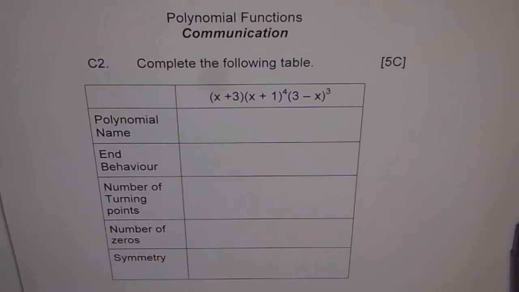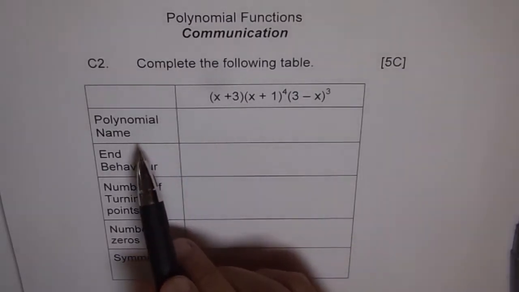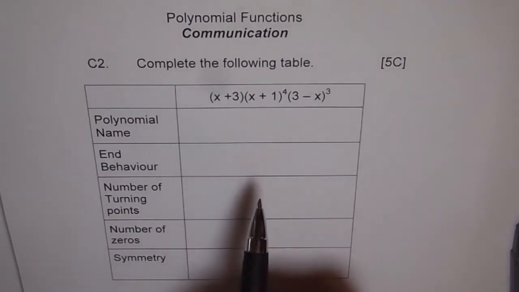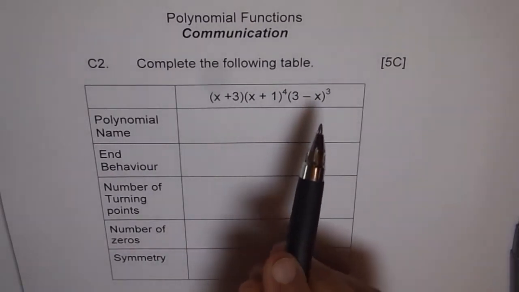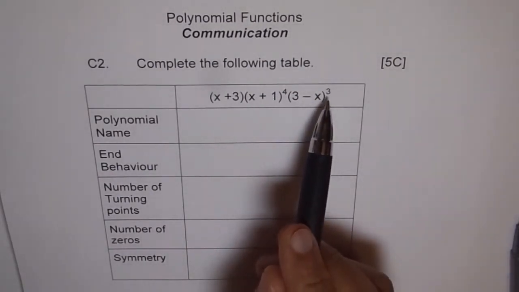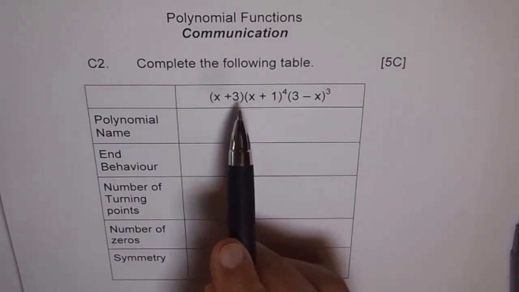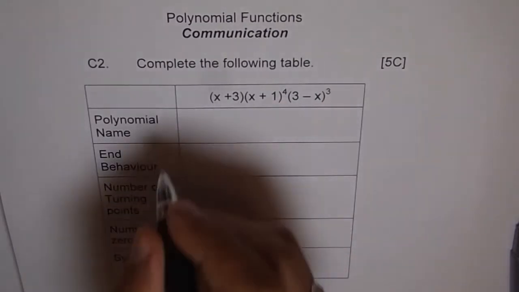Name of the polynomial actually depends on its degree, right? So answer these questions, stop the video for the time being. Once you're done, then you can move on and listen to my answers. Well, name of the polynomial is based on the degree of the polynomial. So let's count the exponents. 3 plus 4, 7, and plus 1, 8. So degree is 8.